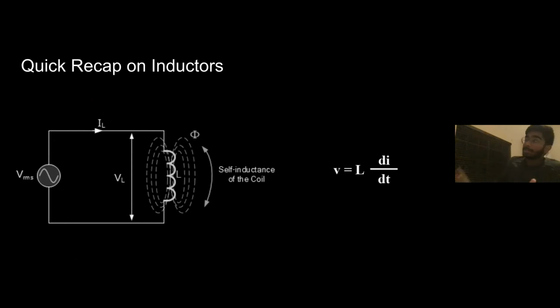Quick recap on inductors. Inductors have this property called self-inductance on the coil. So when you pass current through it, the inductor acts like an energy storage device, and it begins to store some of that energy in the form of a magnetic field. We could represent the voltage across an inductor with this equation, V equals the inductance times the change in current over time. So let's remember that, and let's take a look at the next slide.